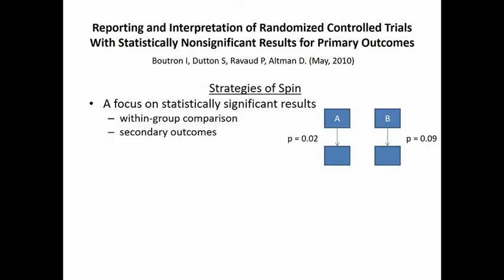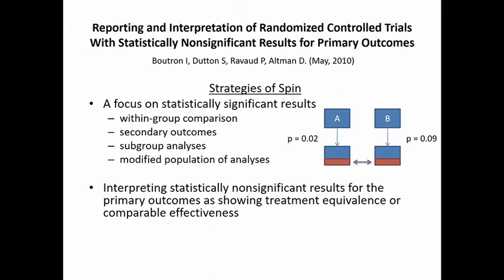Let me just go with this really fast. So focus on statistically significant results. Within group comparisons, most of the time we want to look at between groups. If you're trying to determine the difference between A and B, you want to look at the difference between them, not within group comparisons. Subgroups, modified analyses, all these are important topics, but they're oftentimes not done well. We can talk more about this if you'd like later on.